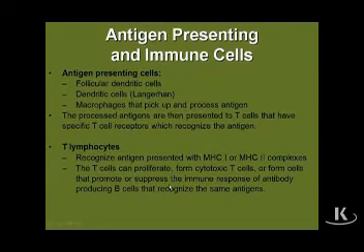T lymphocytes recognize antigen that's presented only with MHC1 or MHC2 complexes. These cells can proliferate, form cytotoxic T cells, or form cells that promote or suppress the immune response of antibody-producing B cells that recognize the same antigens.